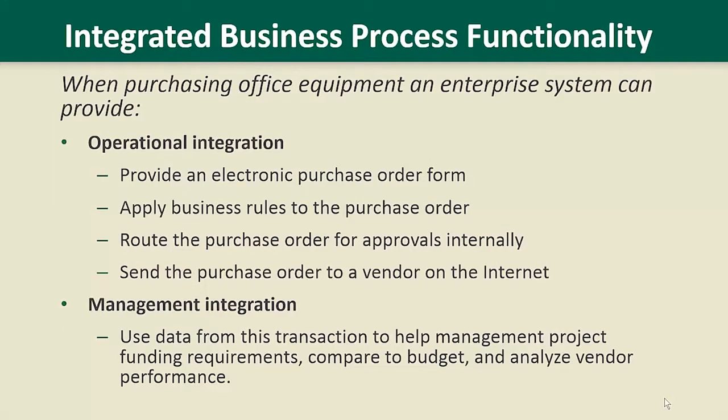Okay, here's an example of integrated business process functionality using inventory ordering as our example. When purchasing office equipment, an enterprise system can provide operational integration. It can provide electronic purchase order forms. It can apply business rules to filling out those purchase orders. It can automatically route the purchase orders for internal approval, and then over the internet it can send the purchase order to the vendor.